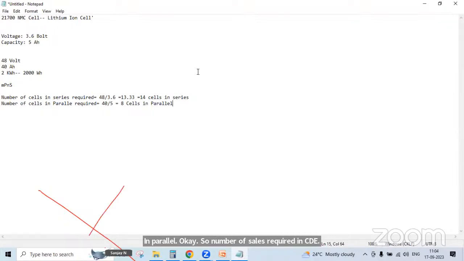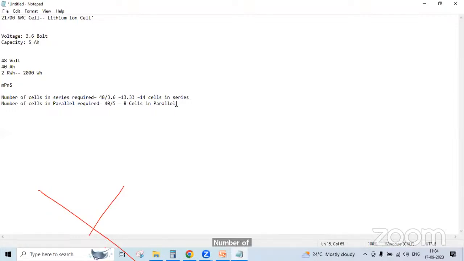So what is happening: if you multiply the number of cells in series by their voltage, that will give you the overall voltage of the battery pack. And if you multiply the number of cells which are in parallel by the capacity of one cell, then it will give you the battery-level current capacity. And if you multiply the number of cells in series by the nominal voltage of one cell, then it will give you the overall voltage. So I have done the reverse of that.